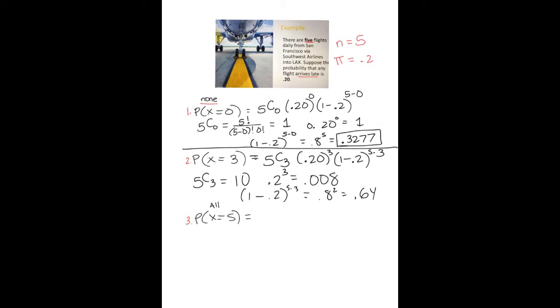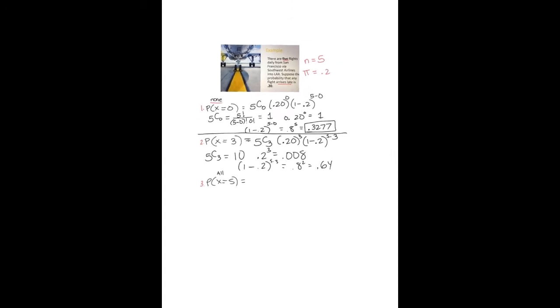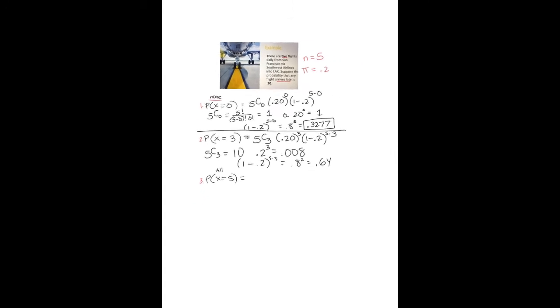0.64. Now, to calculate the probability that x is equal to 3, we're basically going to find the product of those. So we'll have 10 times 0.008 times 0.64, and this will be equal to 0.0512, or the probability that 3 flights are late will be equal to 5.12%.